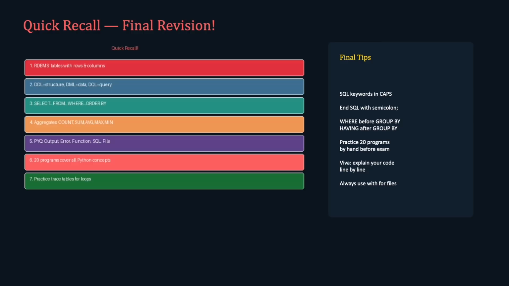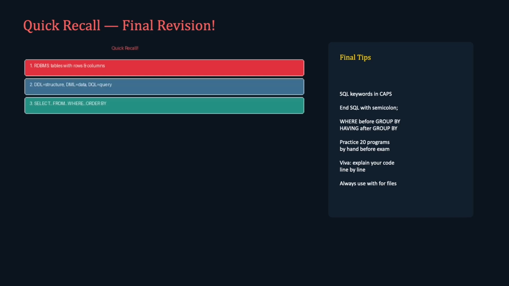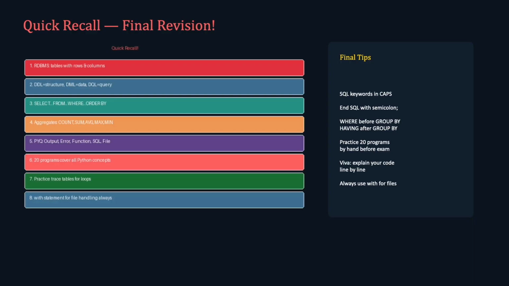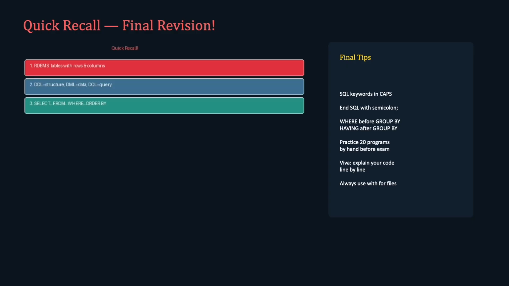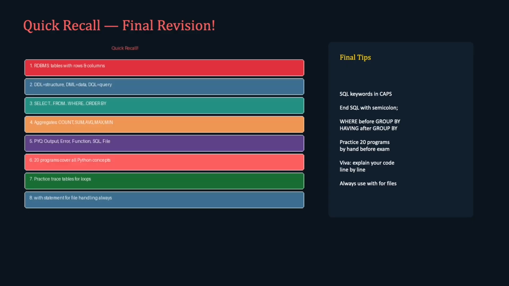Final rapid fire. RDBMS stores data in tables with rows and columns. DDL handles structure. DML handles data. DQL handles queries. Select from where order by is the query skeleton. Five aggregates: count, sum, average, max, min.